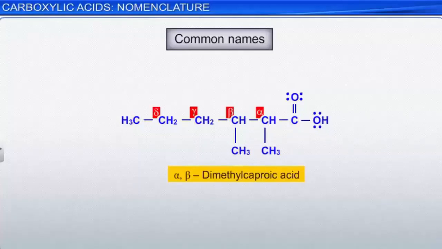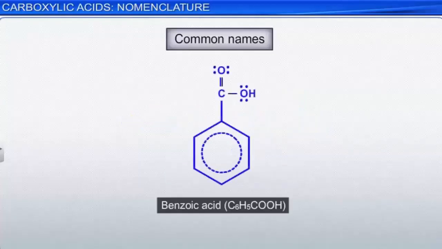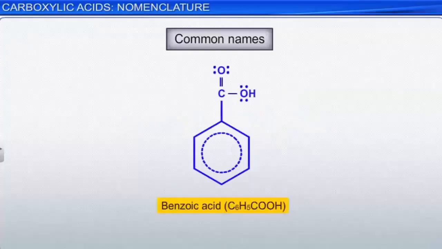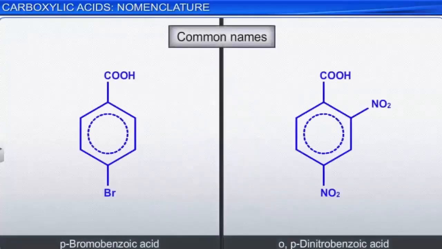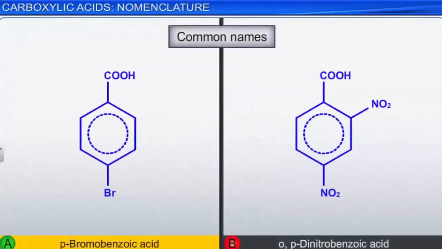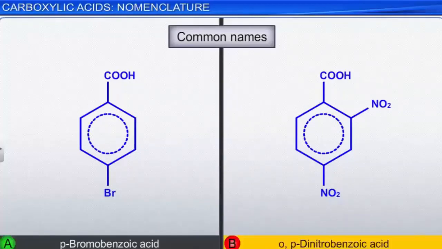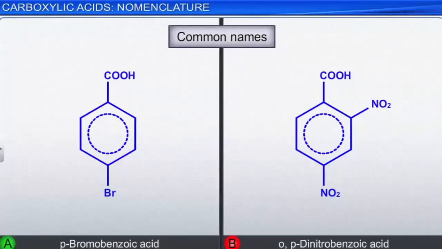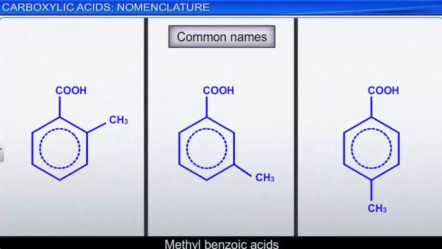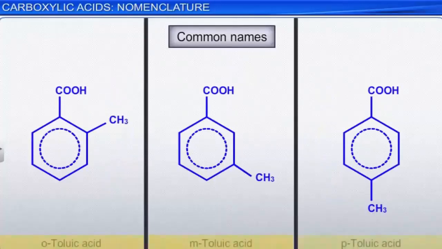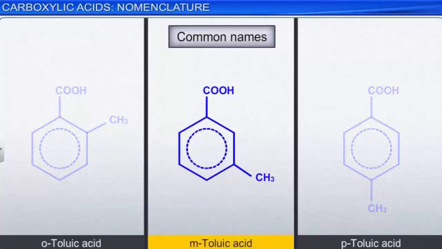Aromatic acids are named as the derivatives of benzoic acid, C6H5COOH. For example, compounds A and B shown here are named para-bromobenzoic acid and ortho-para-dinitrobenzoic acid respectively. Methyl benzoic acids are given the special names of toluic acids. For example, the compound shown here is named meta-toluic acid.